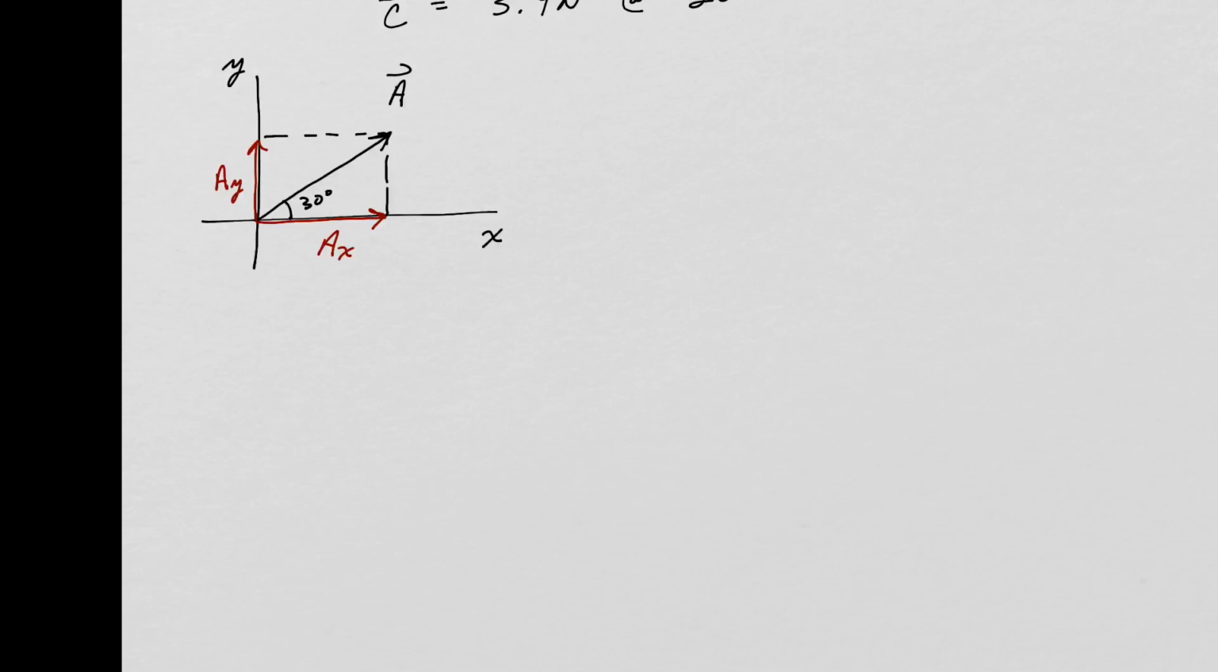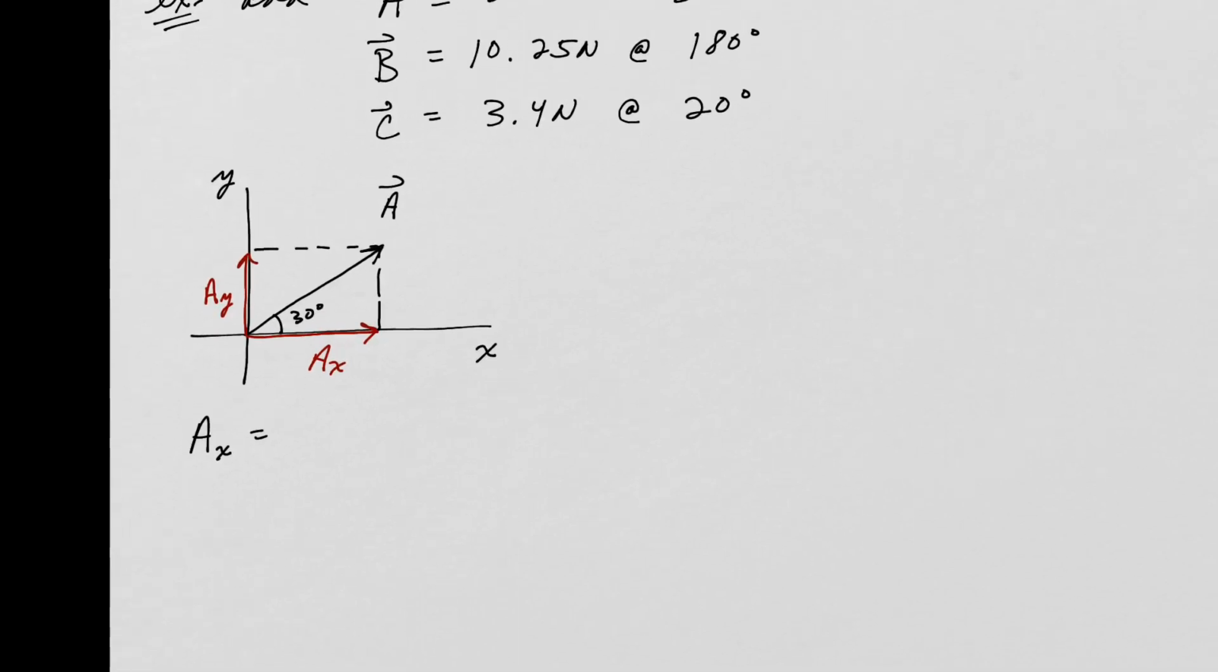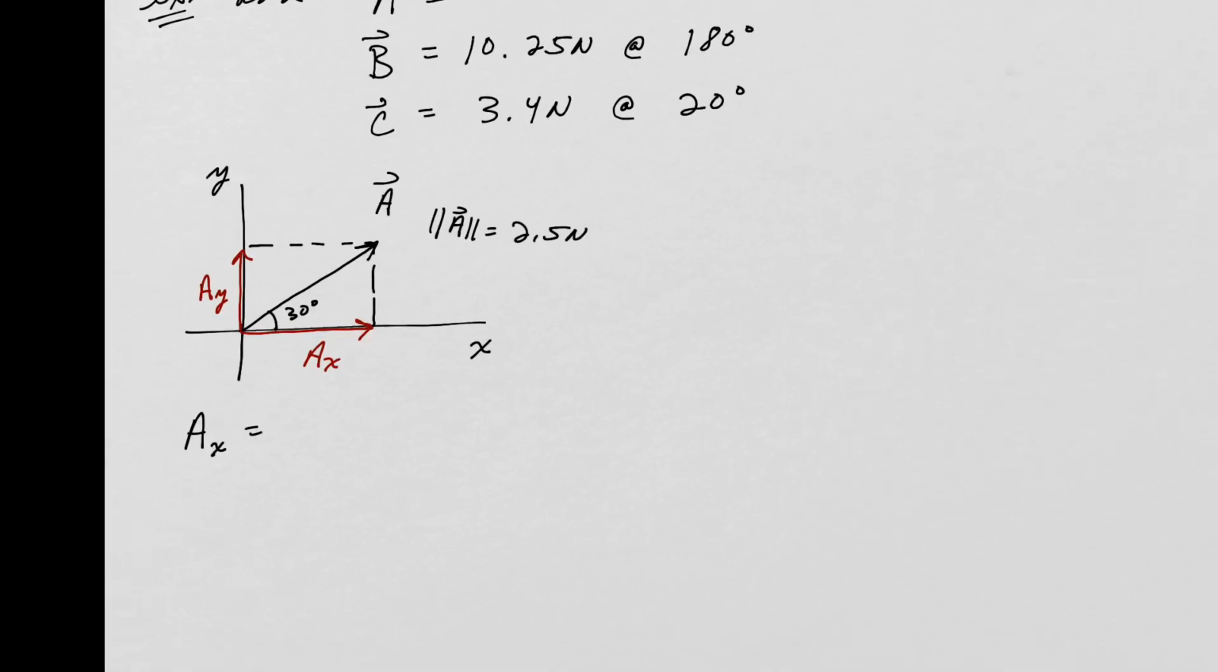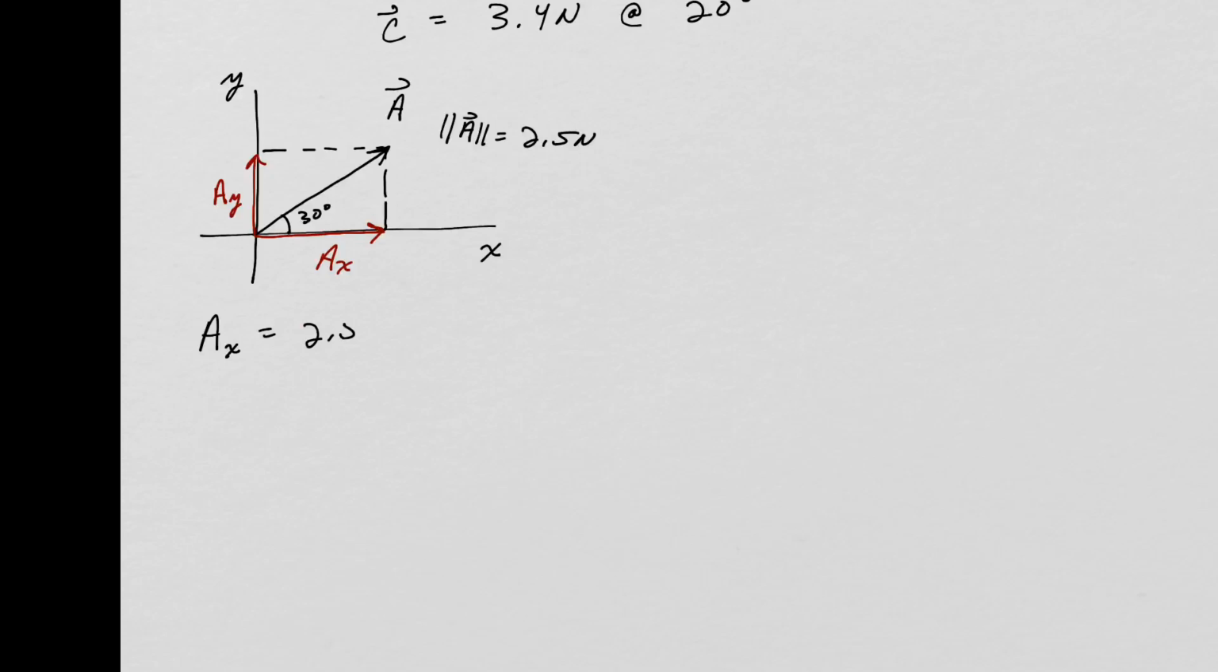And we know that you can work this whole thing out using trig. Let me write down the magnitude. So the magnitude of A was, what was it? 2.5. So this is going to be 2.5 times cosine of 30, and the Y component is going to be 2.5 times the sine of 30. Right, so 2.5 times cosine of 30 is 2.17. And then 2.5 times sine of 30 is 1.25 newtons.